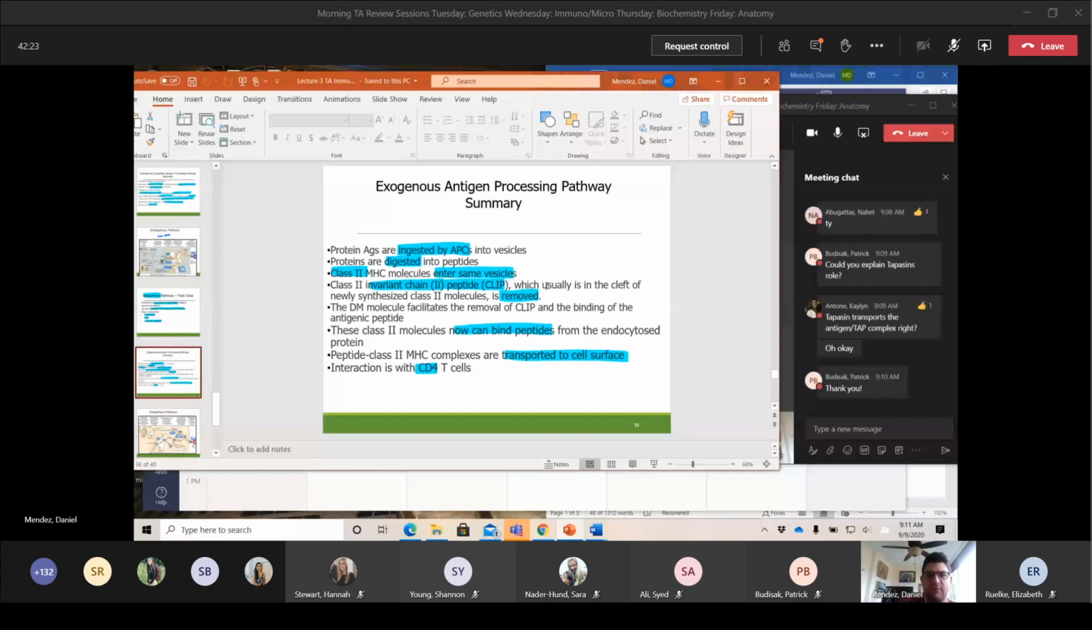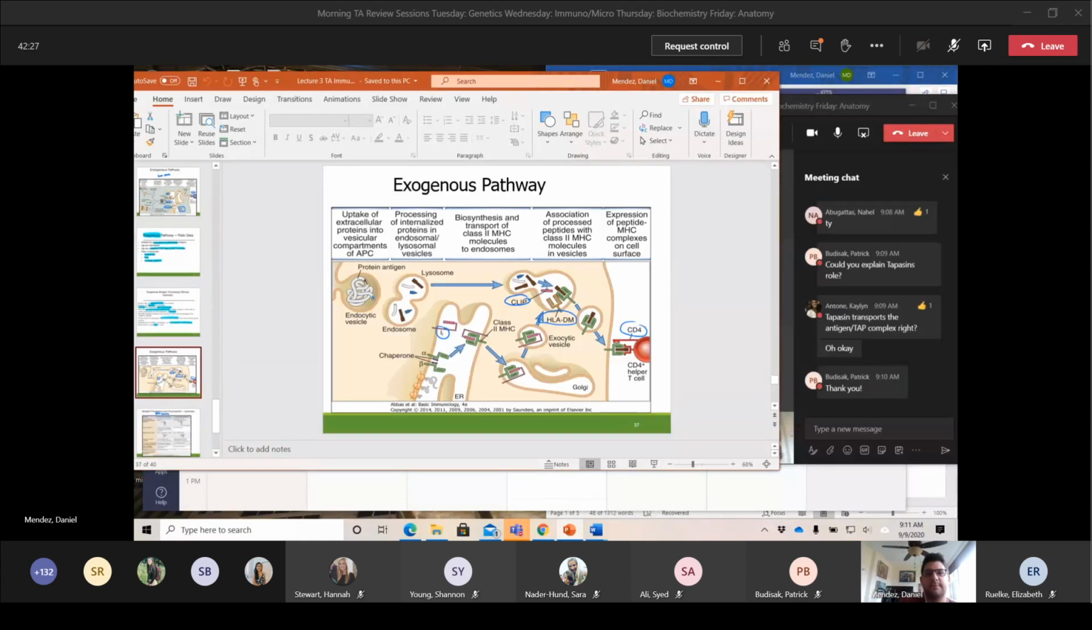Once again, there's a beautiful picture on the next slide that shows everything in detail. So here we can see the endosome getting the protein antigen from extracellular, goes in with the endosome and lysosome. We're going to break it down. When we break it down, we're going to meet it with another vesicle that has the MHC class II. Remember, MHC class II already has the CLIP and the invariant chain within it.